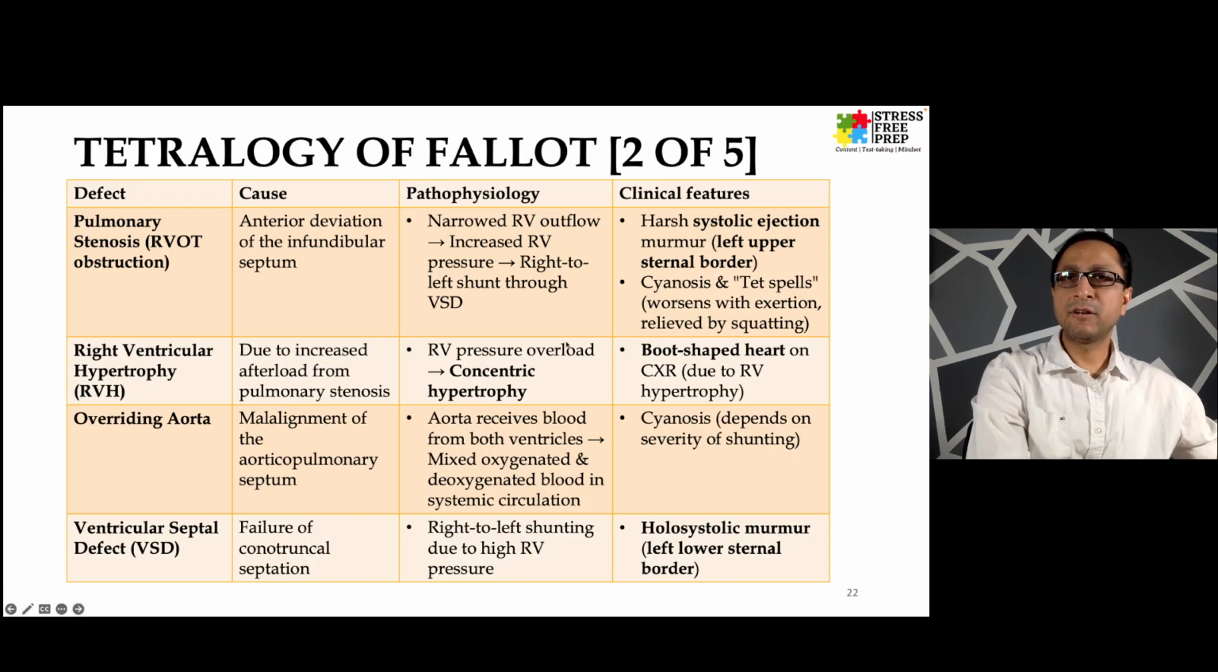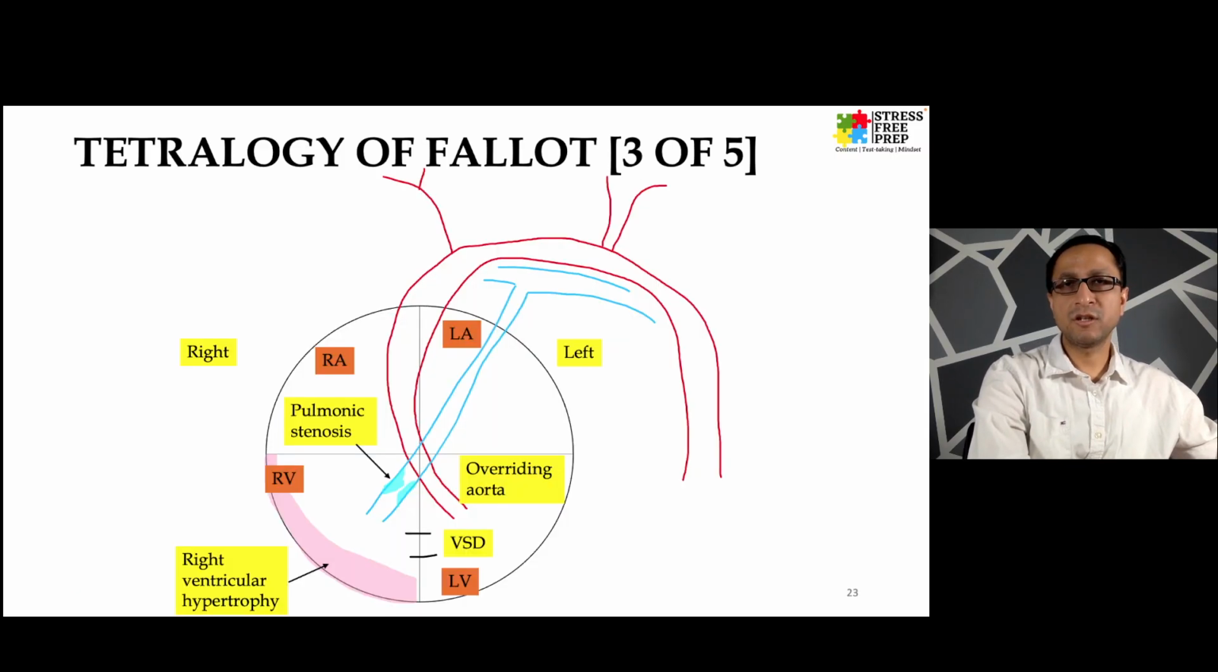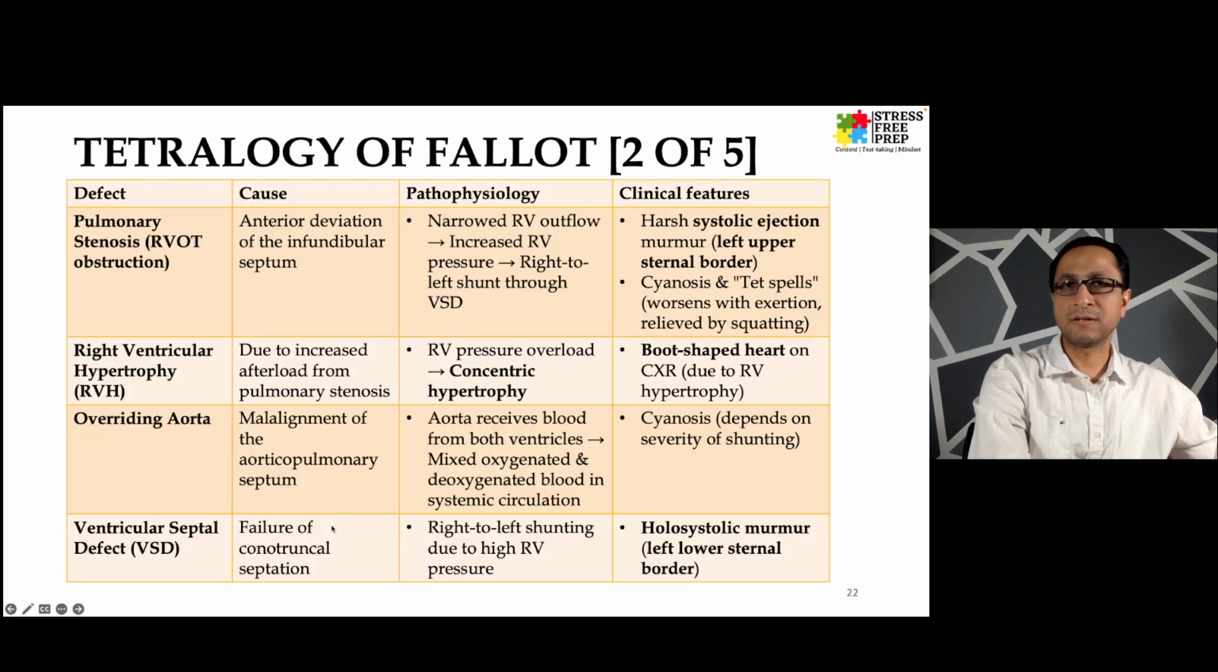The next one is right ventricular hypertrophy. If the patient is not able to push blood out into the pulmonary artery, a lot of pressure will build up in the right ventricle, which also means that the right ventricle will be hypertrophied, work-induced hypertrophy, a concentric hypertrophy, due to increased afterload from the pulmonary stenosis or the outflow tract obstruction. So right ventricular pressure increases, concentric hypertrophy. On a chest x-ray, we have a picture about this; later on, we'll take a look at it. This is called the boot-shaped heart, or it gives the heart a boot shape.